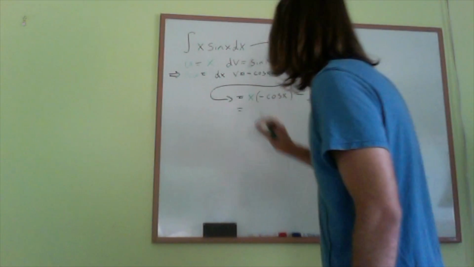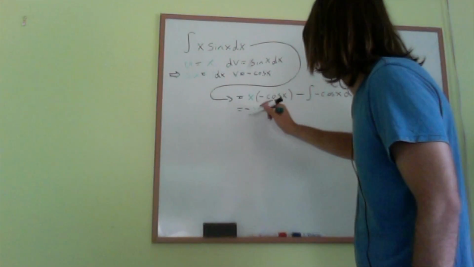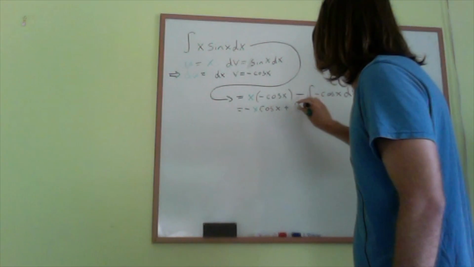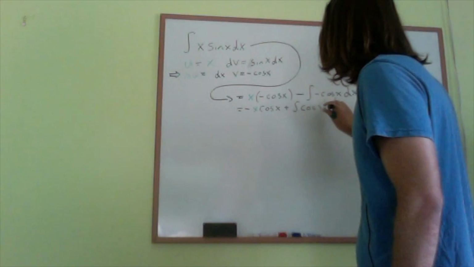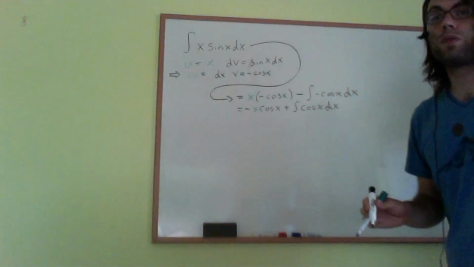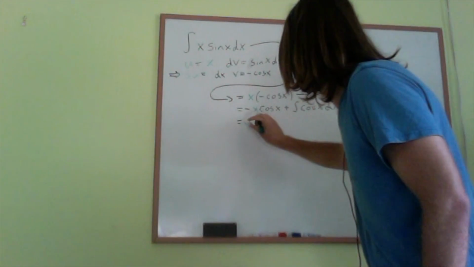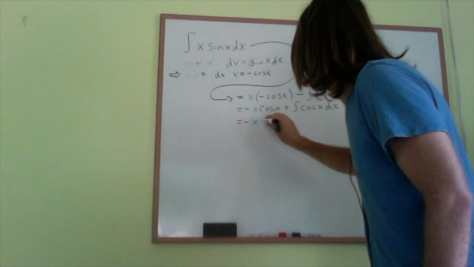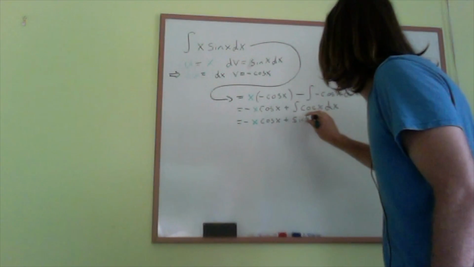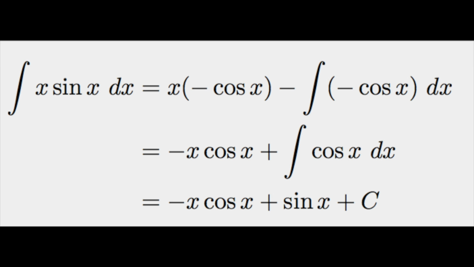All that's left is to simplify this and integrate this guy. So this is going to be negative x cosine of x plus the antiderivative of cosine of x dx. And the antiderivative of cosine of x is sine of x. So this becomes minus x cosine of x plus sine x. And because this time we are looking for the general solution, we need the plus c.